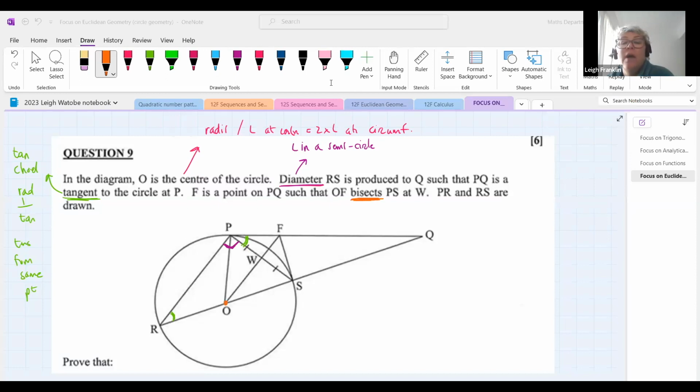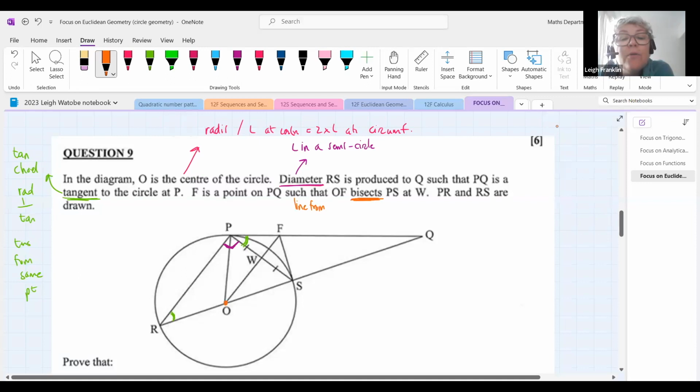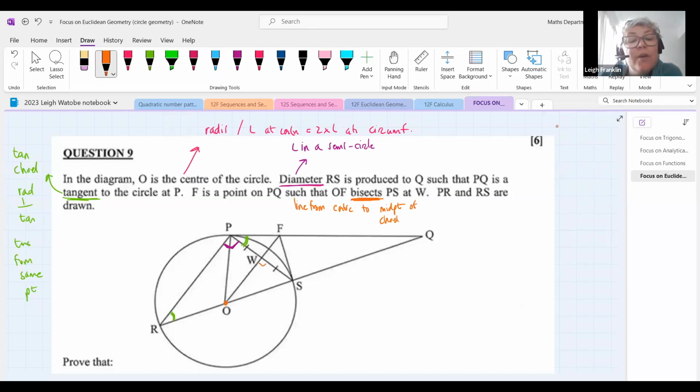That's it, Lumelo. Line from center to midpoint of chord. Beautiful. Line from center to midpoint of chord. Okay, well done, Lumelo. That's lovely. So in other words, there also has to be a 90-degree corner over there. So here, one of the chord theorems coming through as well. Okay, then they tell us PR and RS are drawn.